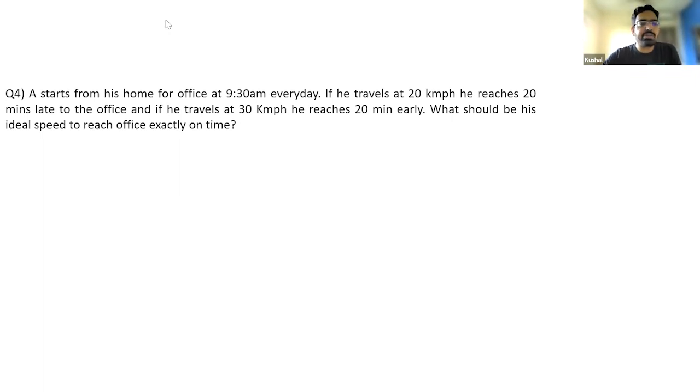Let's try and solve this one. A starts from his home for office at 9:30 a.m. every day. If he travels at 20 kilometers per hour, he is 20 minutes late to the office. And if he travels at 30 kilometers per hour, he reaches 20 minutes early. He is starting every day at 9:30. So let me say that his ideal time of travel must be T minutes.